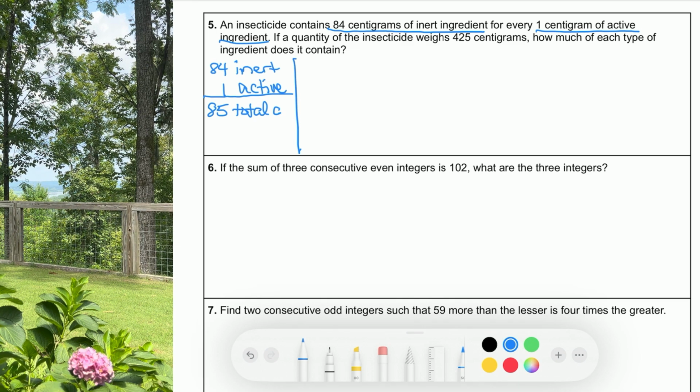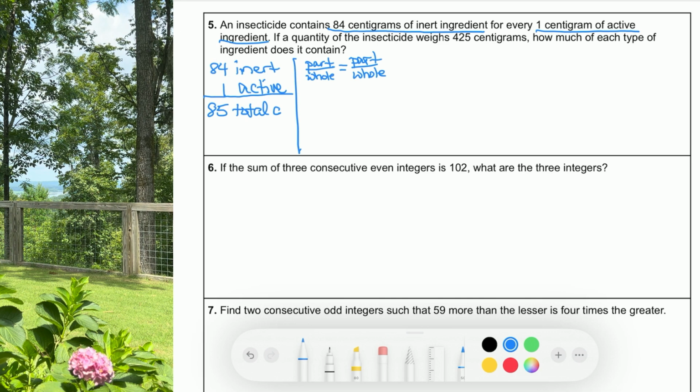Now we're going to look at how we solve this. So it's going to be part to whole. Remember, our fractions are part to whole equals part to whole. This is the pattern we're going to follow. Now I need to look back and see what exactly they're wanting us to find. It says how much of each type of ingredient does it contain? So it wants us to find the value for both of them, the inert and the active. So we're going to go through this problem twice, actually.